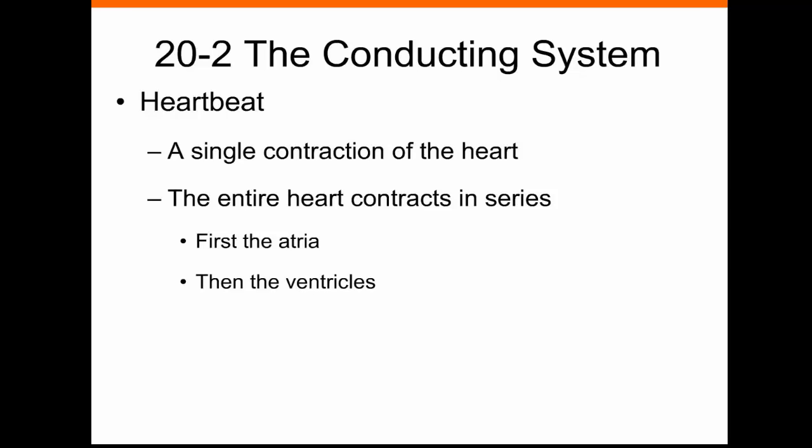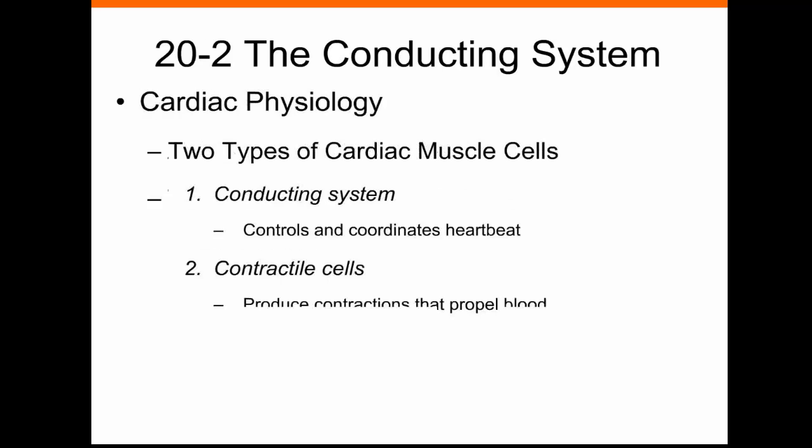So a heartbeat, a single heart contraction. The entire heart contracts in a series, first the atria, then the ventricles. If we look at cardiac physiology, there are two types of muscle cells. You've got the conducting system cells and the contractile cells.